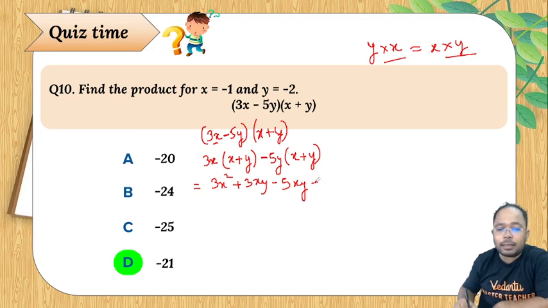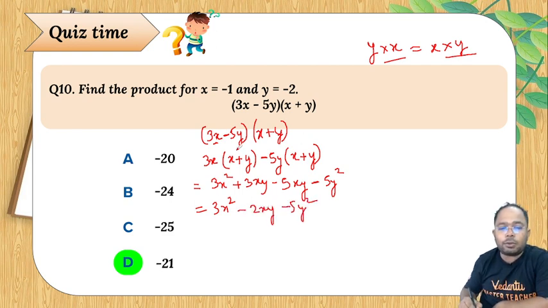Minus times plus, again a very common mistake is that we just ignore the sign. No, we have to observe it. Minus into plus gives you minus. 5y into y, 5y square. So here it comes 3x square. We can just add up the like terms: minus 2xy minus 5y square.